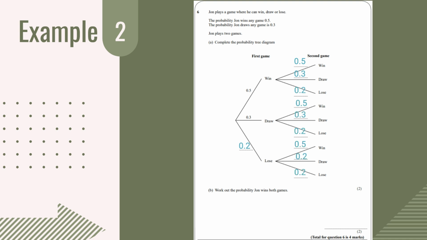Now in part B, we are asked to work out the probability John wins both games. So we look at win for the first time, which is 0.5, and win the second time, which is also 0.5. So do 0.5 times 0.5, and you get the answer of 0.25.